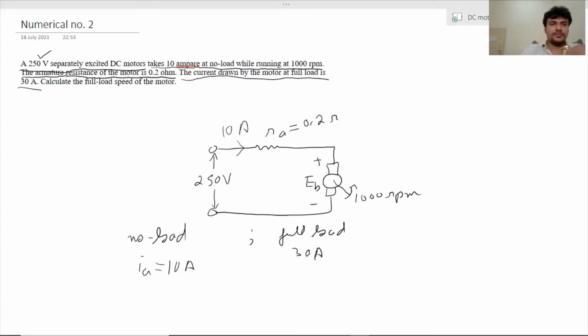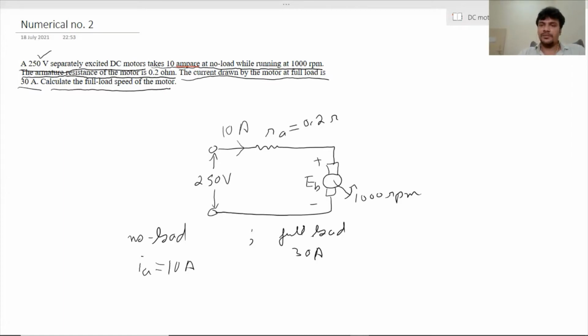Then what is it asking? It says to calculate the full load speed of the motor. We have seen in the torque speed characteristic of a DC motor that as you go on increasing the load on the motor, the speed dips. There is a decrease in the rotor speed. Now we have to see how that happens, and calculate exactly how much drop there was in the speed. So whenever you are talking about speed, you will always talk about back EMF.